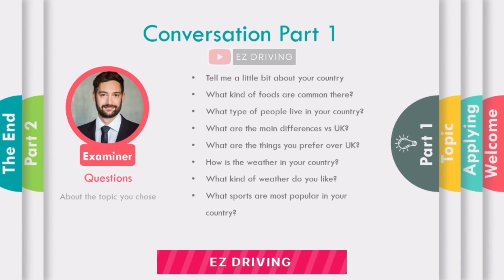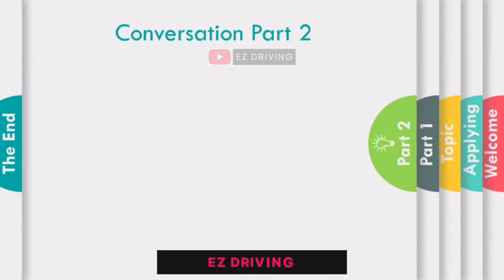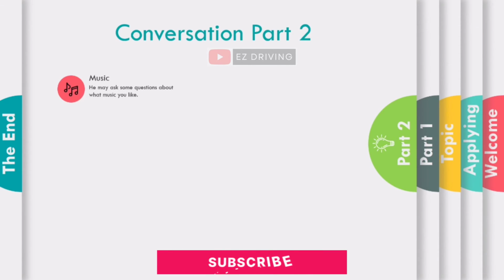In the second part of the conversation, the examiner will choose 2 topics out of a total of 6. He will choose any 2 topics he wants and he will ask you questions about those. Those 6 topics are music. He may ask some questions about what music you like, what type of music you listen to, when do you listen to music. Next up is festivals.